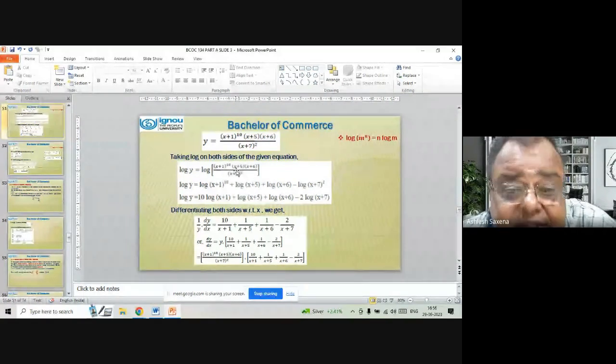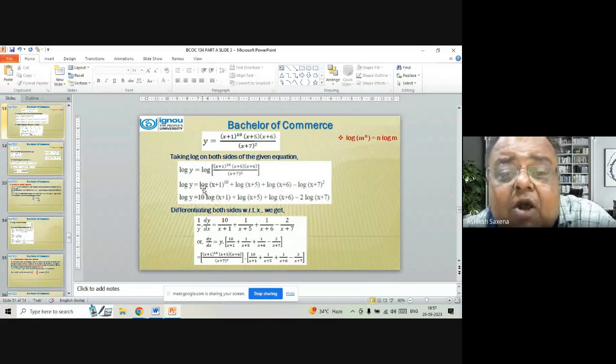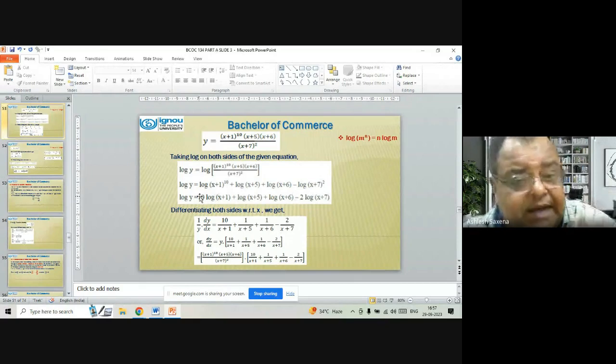Now you can see that here it is a linear power, here it is a linear power, but here it is power 10 and power 2. I will be applying this property in this. I will be bringing this 10 over in front, and log (x plus 1), and these two will remain the same, and this 2 will come in front of this. Now everything is in the linear form, or in the addition or subtraction form.